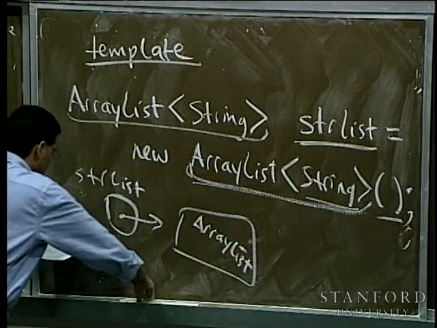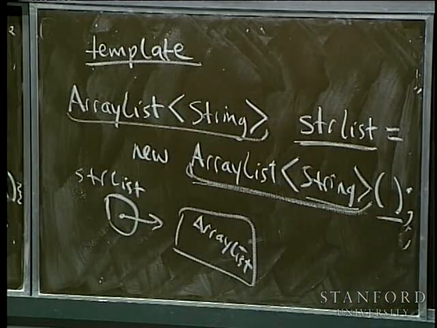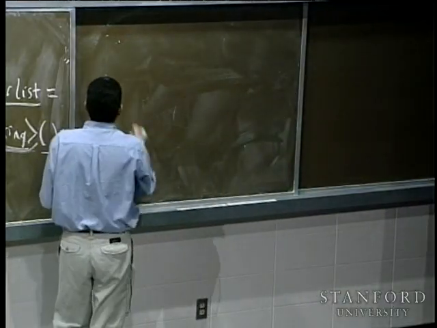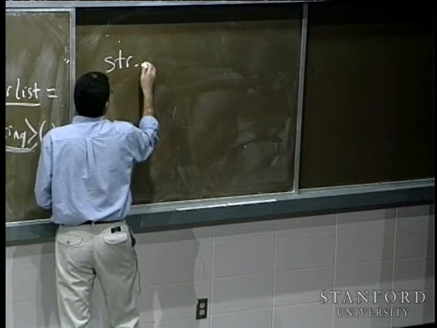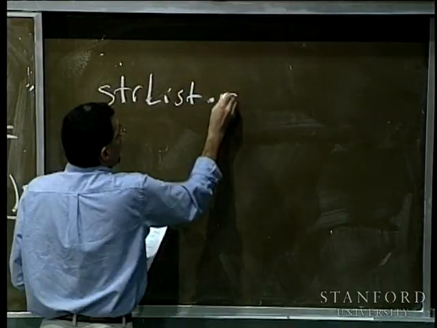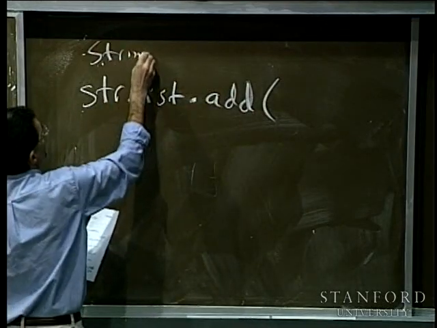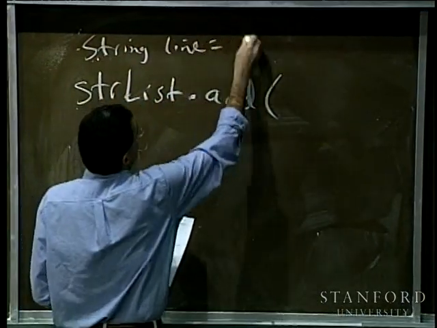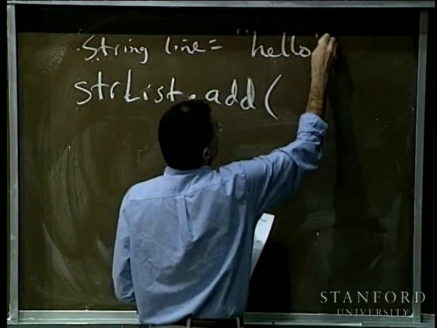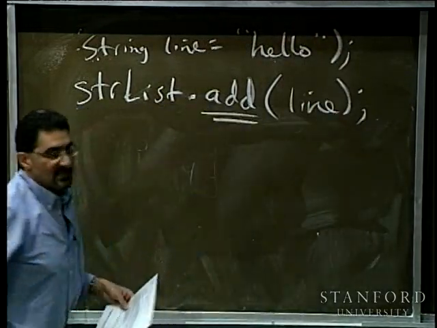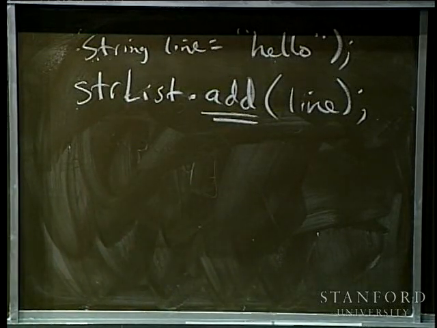Okay? How do I use that? Let me show you a real quick example. So because an array list is an object, it has methods on it. Okay? One of the methods I can do is I can say str list dot add. And what add does, I would give it some string. So I might have some string line that is hello. And I add line. What the add method does is it adds that element to the end of the array and grows the size of the array by 1.